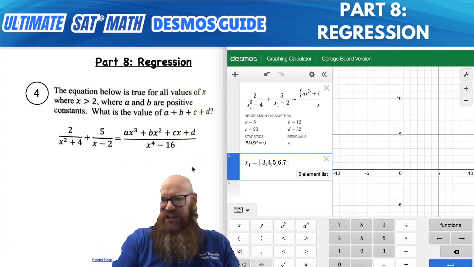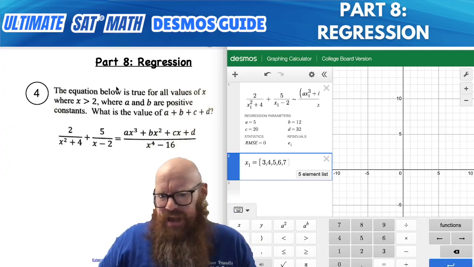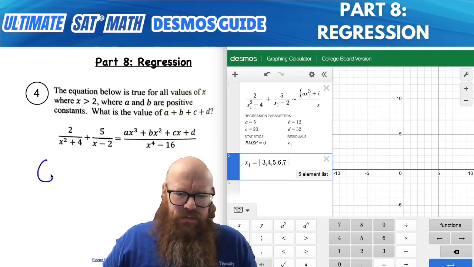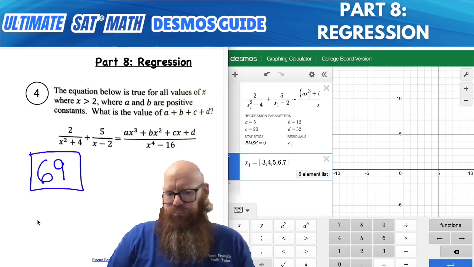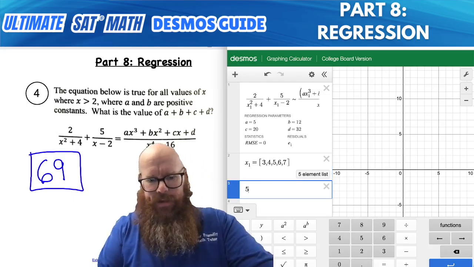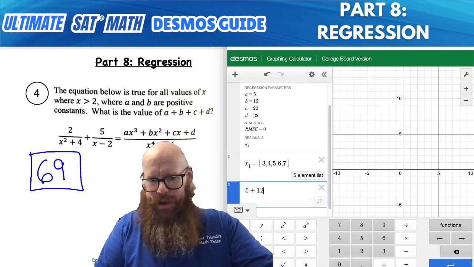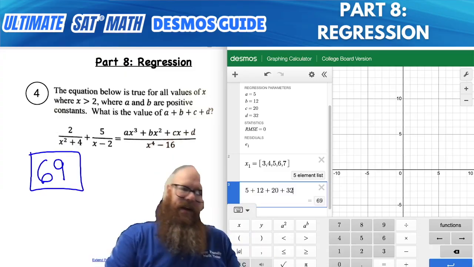And it wants me to just add those together. So that's 17, 37, and 69. I could just double check that. 5 plus 12 plus 20 plus 32. Yeah, 69.